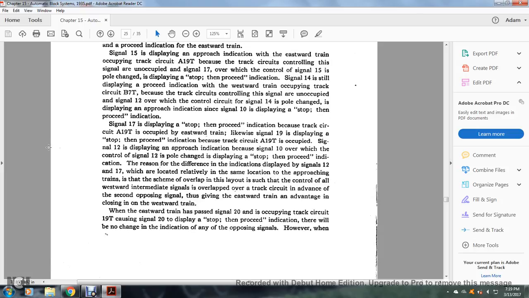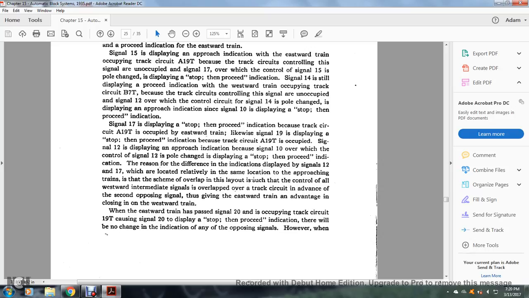Signal 17 is displaying a stop, then proceed indication because track circuit A19T is occupied with the eastward train. Likewise, signal 19 is displaying the stop, then proceed indication because track circuit A19T is occupied. Signal 12 is displaying an approach indication because of signal 10, over which the control of signal 12 is pole changed, displaying a stop, then proceed indication. This is the reason for the difference in the indication displayed in signal 12 and signal 17, which are located relatively in the same location with the approaching train.